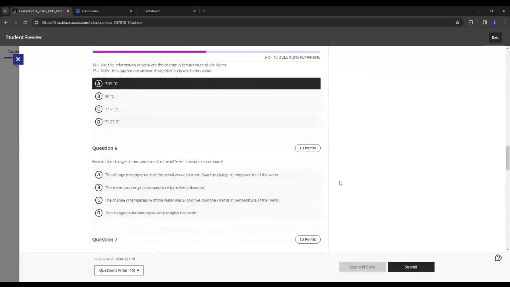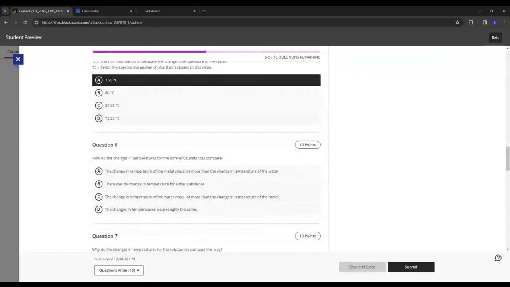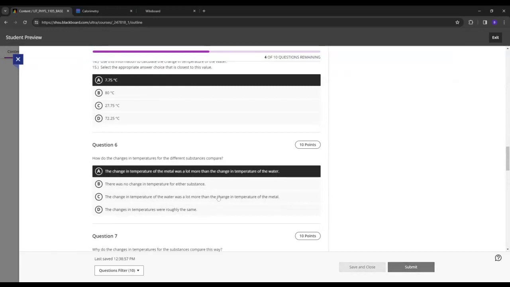How do the changes in temperatures for the different substances compare to each other, right? So the metal changed temperature by over 70 degrees, and the water changed temperature by a little less than 8. So it seems like there's a very big difference, right? So the change in temperature of the metal was a lot more than the change in temperature of the water. That seems correct. No change in temperature for either one. That's definitely wrong. Change in temperature of the water was a lot more. That's definitely wrong. Change in temperature is the same.